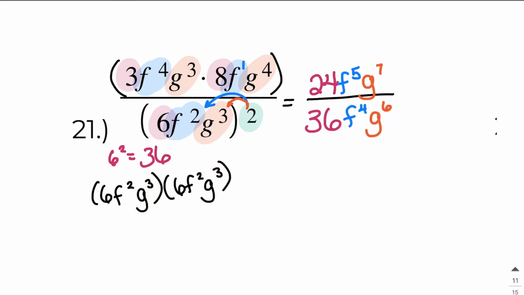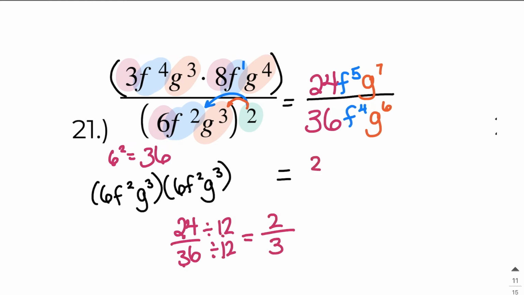Okay, fantastic. So now that I've done that, I can go ahead and get my final answer. Now, when I divide this 24 by 36, I get a decimal. It doesn't divide out evenly. However, 24 and 36 are both divisible by 12. I can reduce it. So when I divide 24 by 12, I get 2. When I divide 36 by 12, I get 3. So my answer here is 2/3.